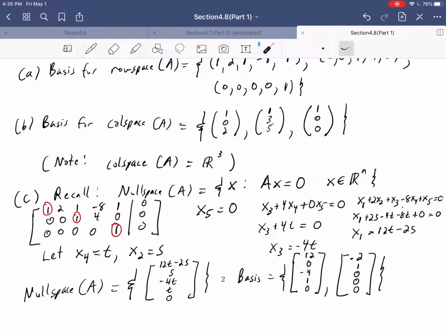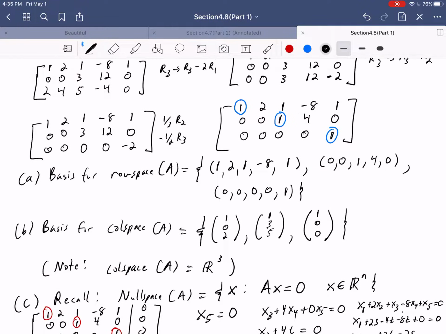Notice that we did the null space a little bit differently. We figured out what the overall null space looks like, and then we realized that since we had the general element, we were able to get the basis just by simply letting this guy be t equals 1, s equals 0, and this guy be t equals 0, s equals 1.